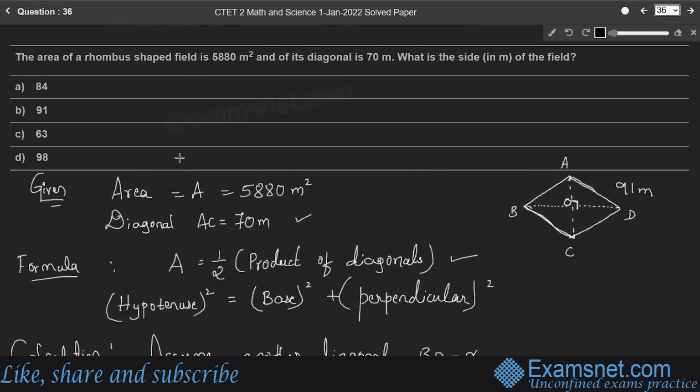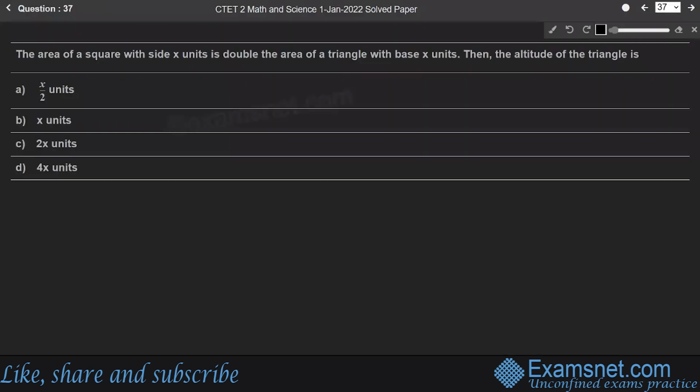Come to the options. Option B is the right answer. Question number 37. The area of a square with side x units is double the area of a triangle with base x units. Then the altitude of the triangle is. So here the given side of the square is x units.